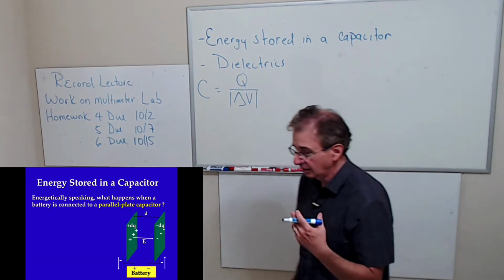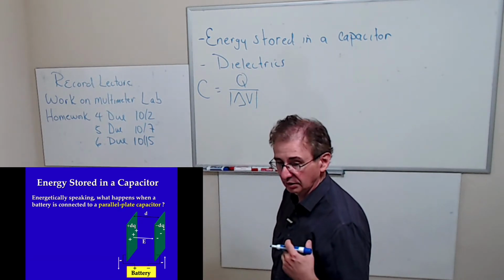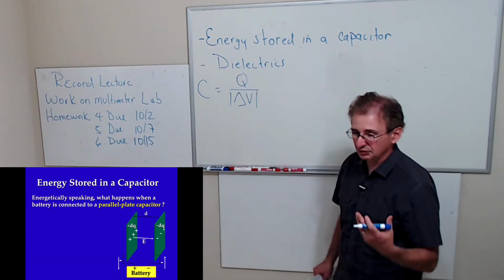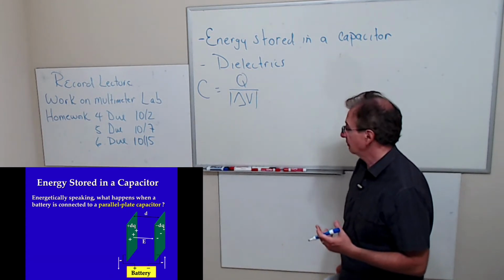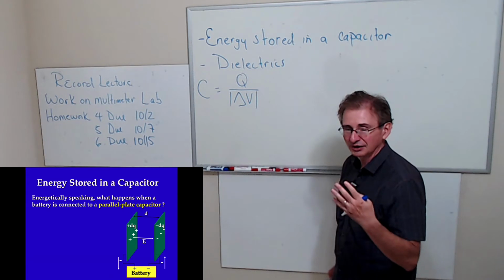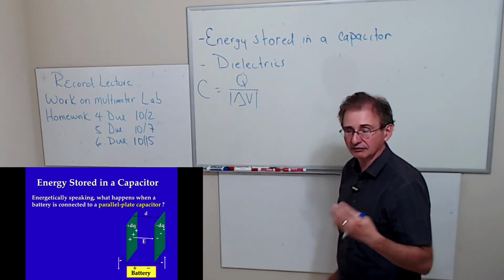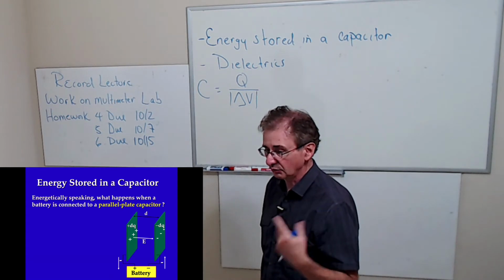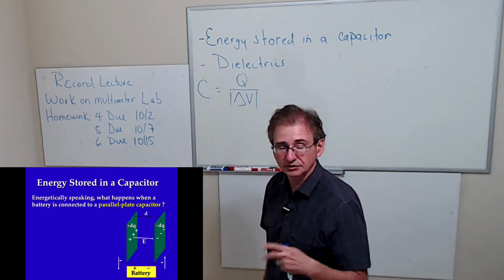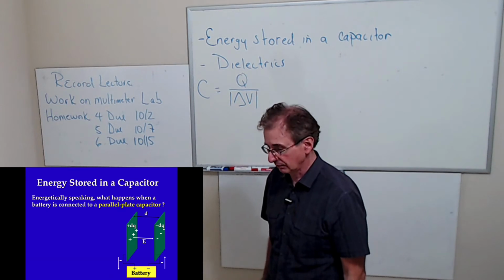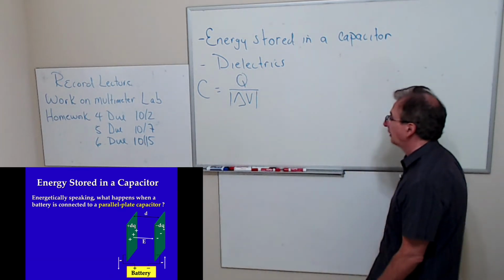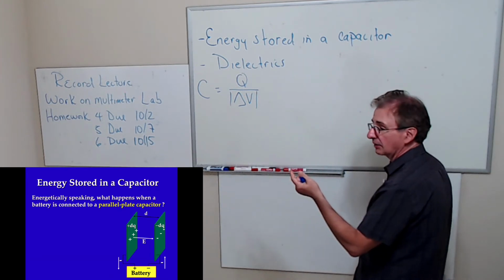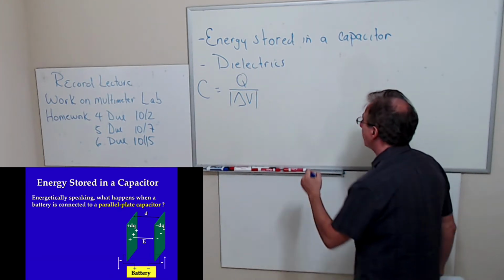In fact, you can define capacitance for multiple conductors, but we generally don't call them capacitors. When we use the term capacitor itself, we're really talking about something with two conductors that are oppositely charged. Okay. All right. So we also talked about how capacitors add in series and parallel.